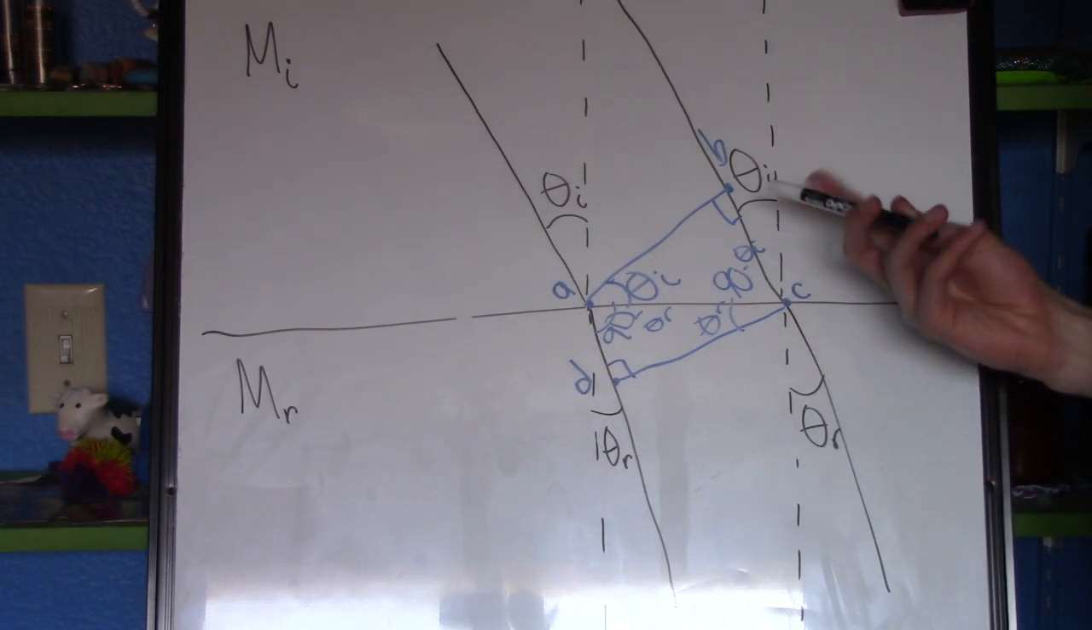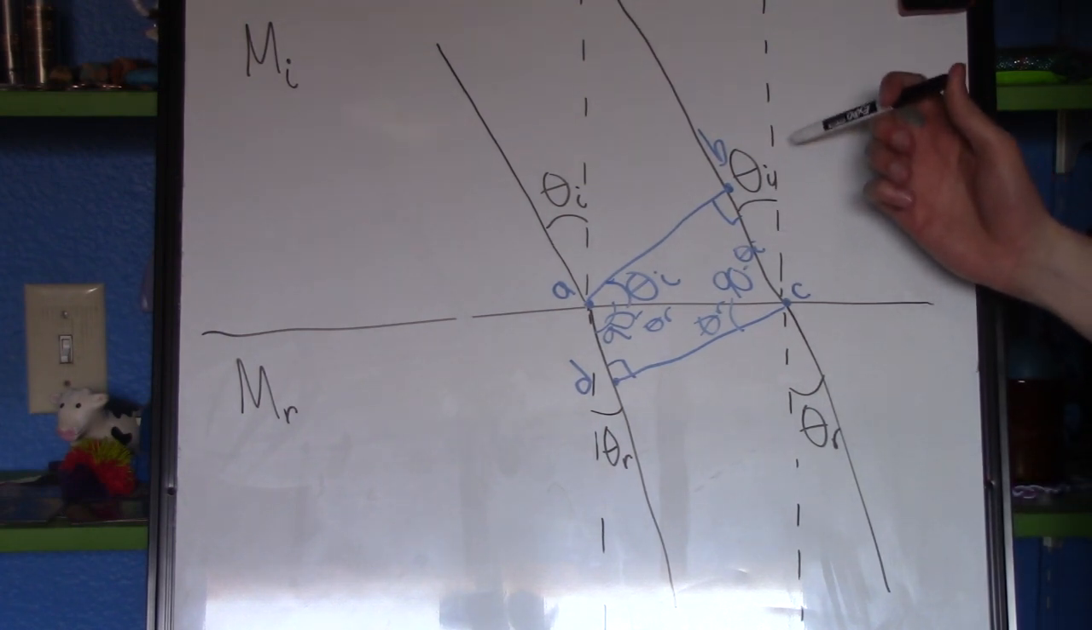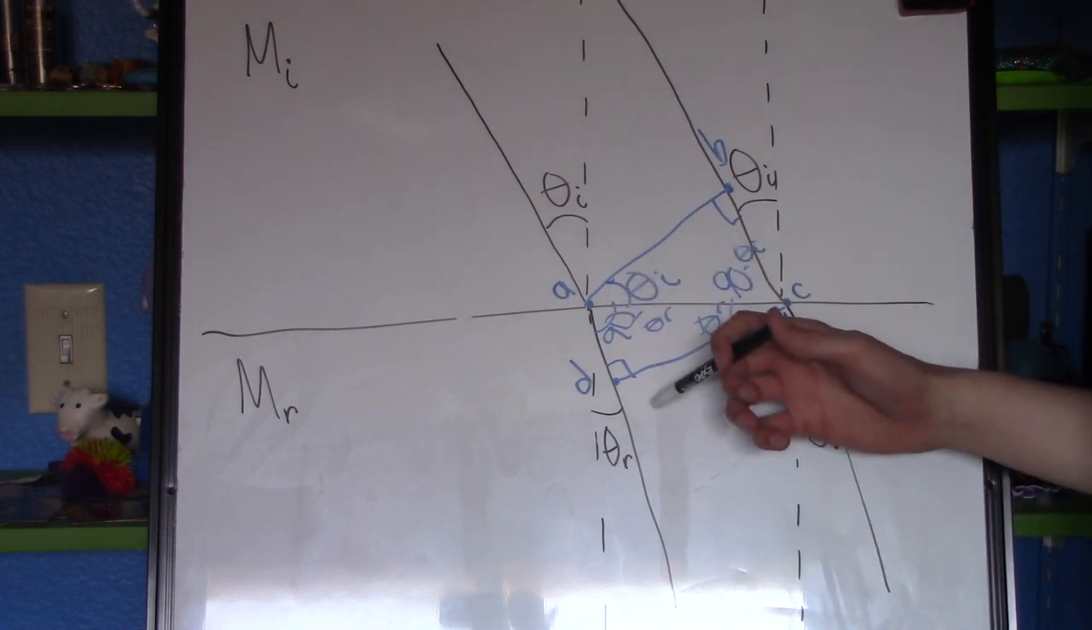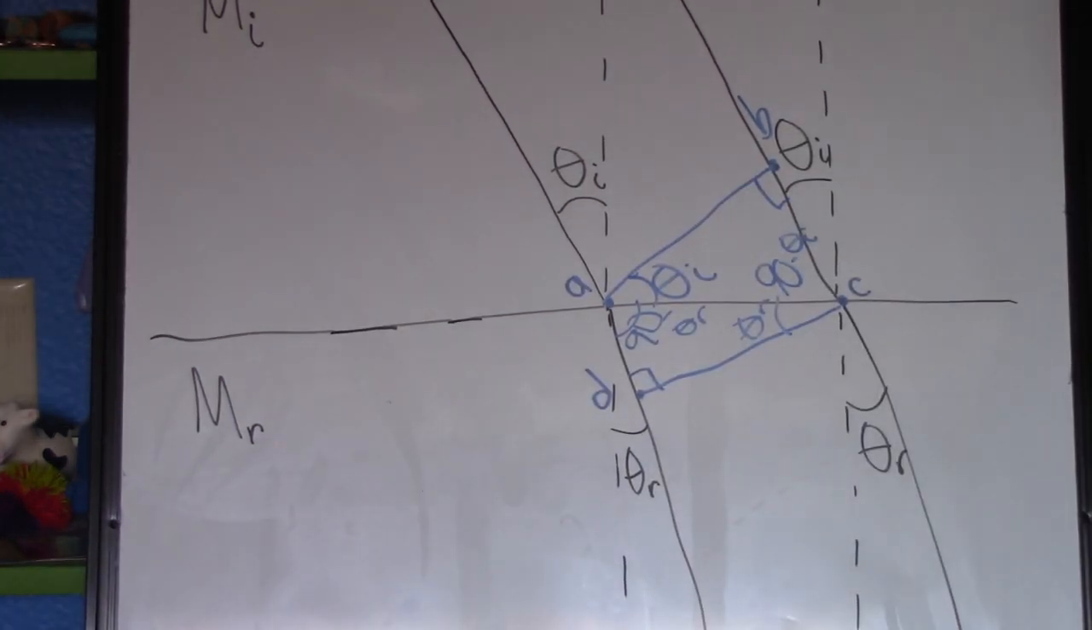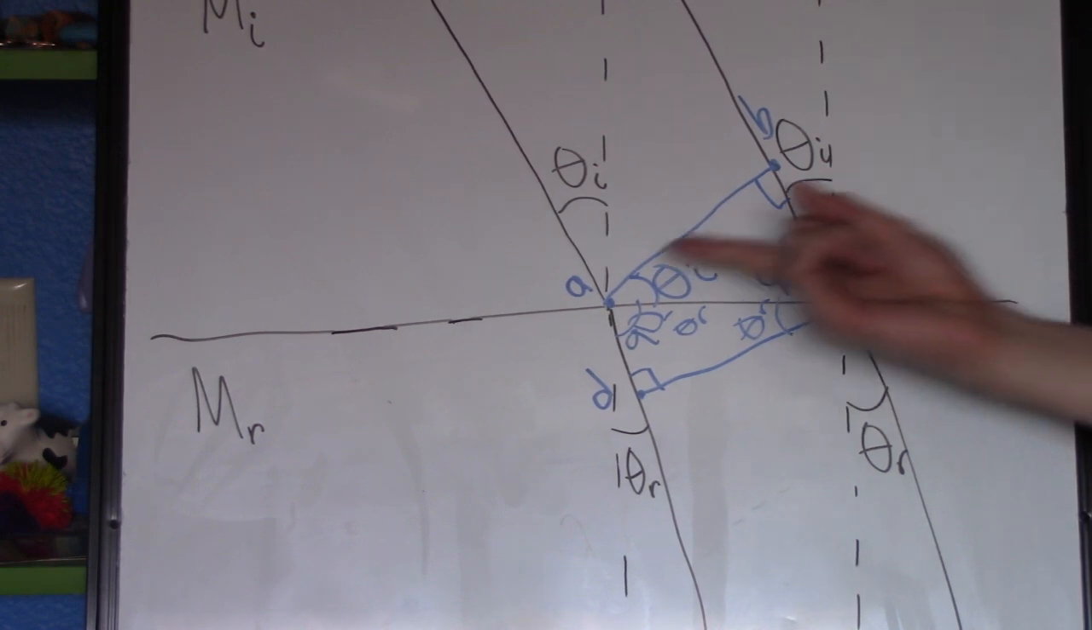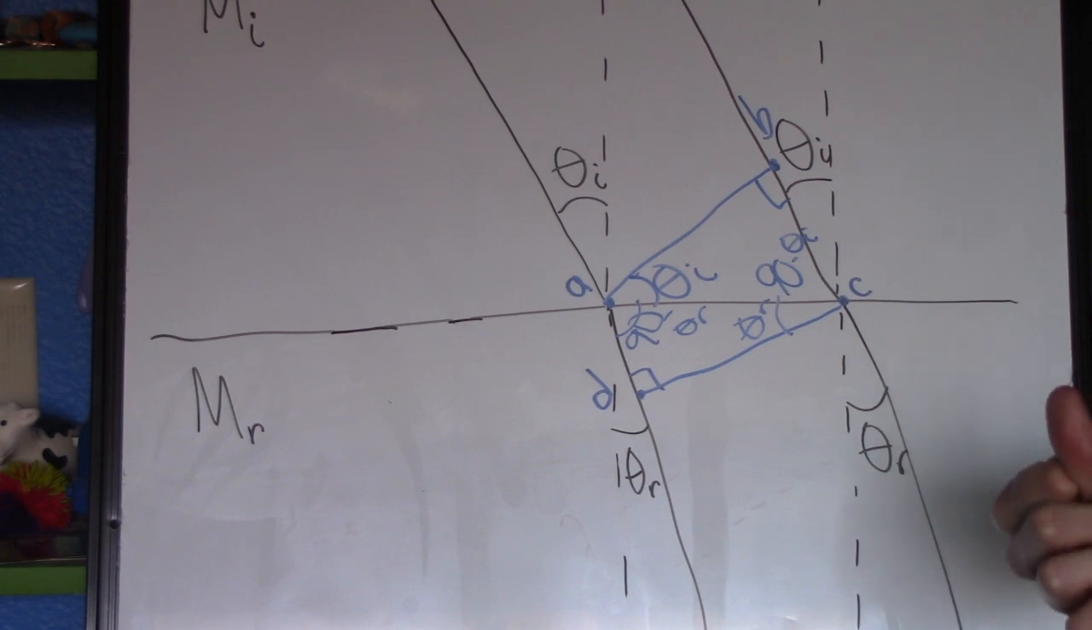Okay, now I'm going to make a pretty big claim here, so buckle your seatbelts. My claim is that it takes the same amount of time to get from point B to point C as it does to get from point A to point D. You might be thinking, well, it looks like from point B to point C is a larger distance than from point A to point D, and you'd be right.